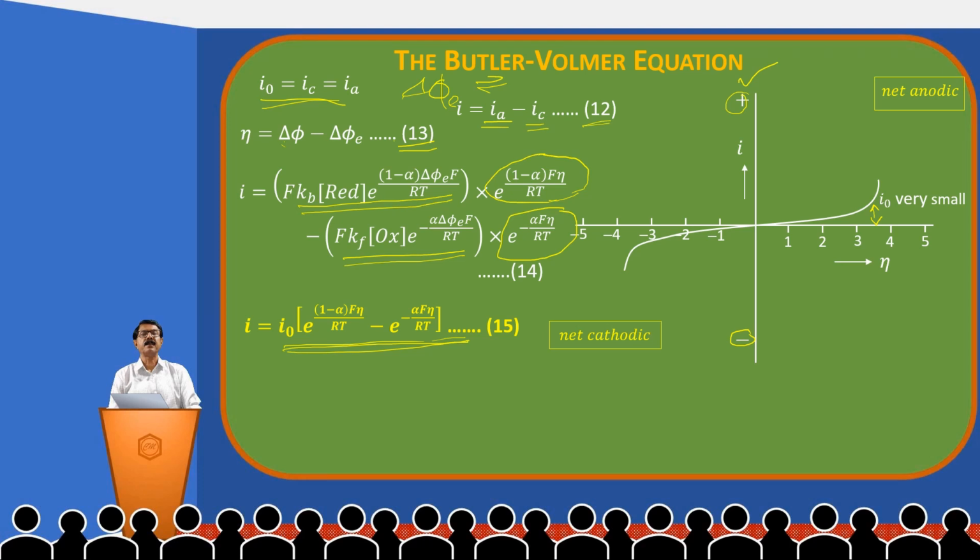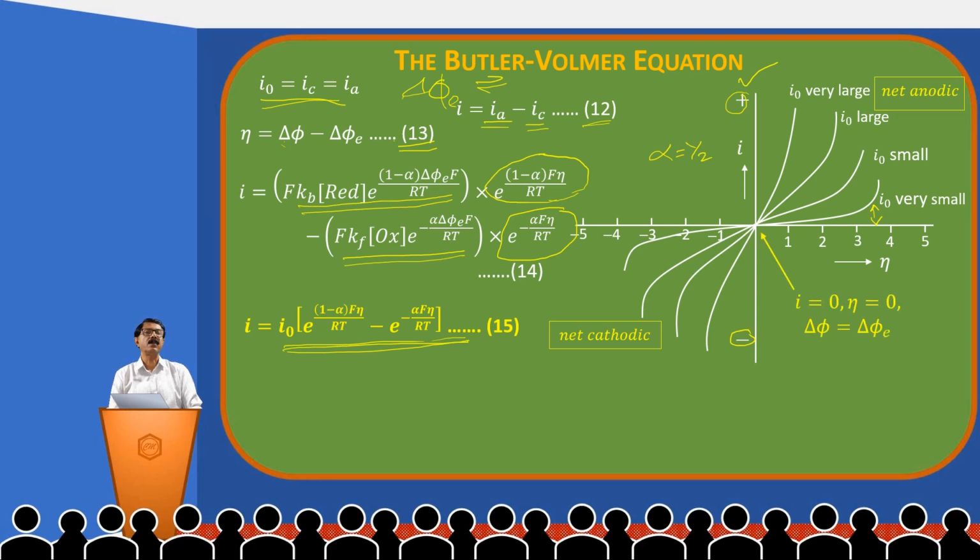For the second graph, I0 is small. The third graph is at large I0, and the fourth one is obtained at very high I0 values. For many reactions, alpha is equal to half, and for many others, alpha is remarkably close to half. The curves shown in the figure are for alpha equal to half for several values of exchange current density I0. It is apparent that if I0 is small, a large value of eta is required to produce even a small current.